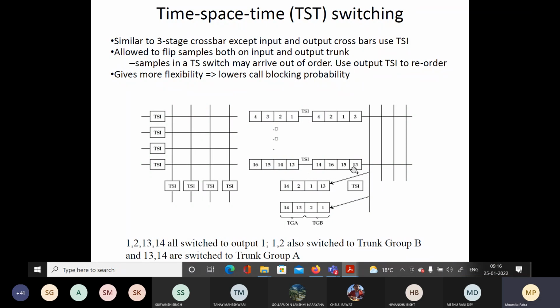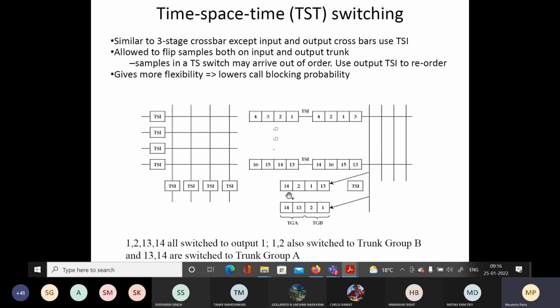So the rearranged sample now becomes something like this. Even for this one, the rearranged sample becomes like this, that is 14, 16, 15, 13. Now with this, the paths have changed at each point of time, and there's no contention. So they will move to their corresponding output ports. Now at the output ports, again, we know that the path has changed, right? So we use the TSI. So this is the output at output port 1.